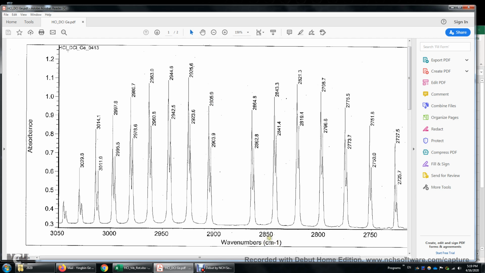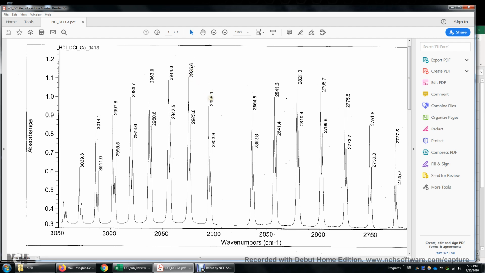And now let's pay attention to this unit. This means 1 wave per centimeter. It's equal to 100 waves per meter. So when we convert this number to the SI unit, it's going to be 290,590 waves per meter.